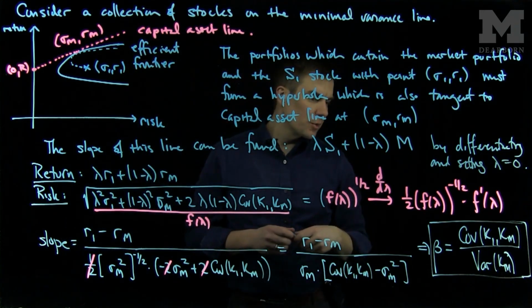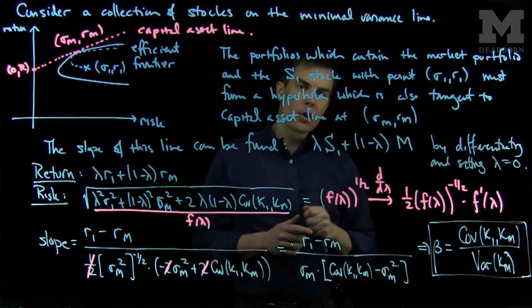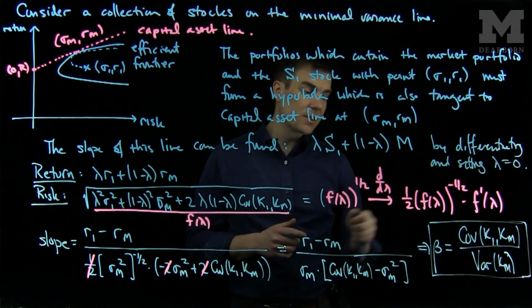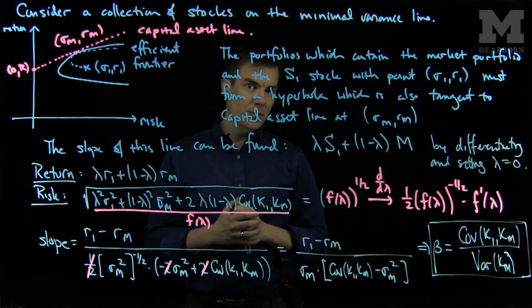In further videos, we'll see properties of this beta, but one thing that's immediate from this is that since the covariance is linear in either of the slots, this expression is linear in k1. We'll see how this helps us in later videos.